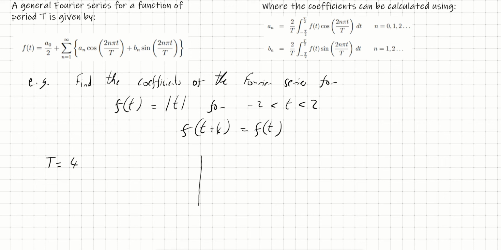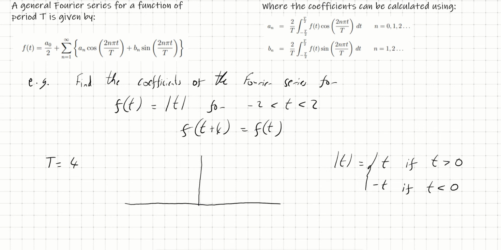It's always useful in these examples to actually sketch our function. So let's define the modulus function. Mod t is equal to t if t is a positive number, and is equal to minus t if t is a negative number. So the modulus function is always a positive number.